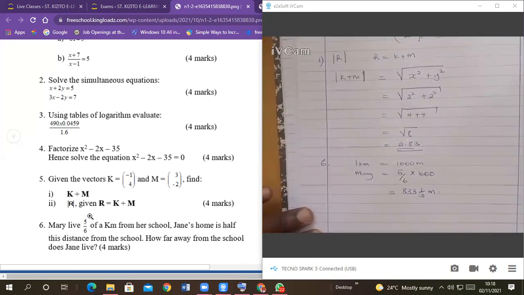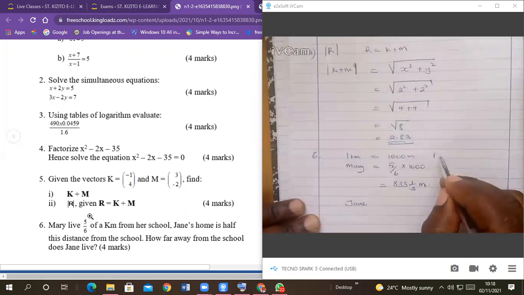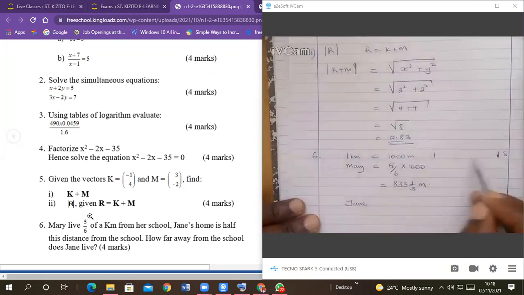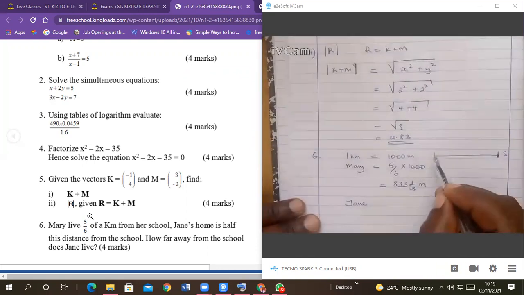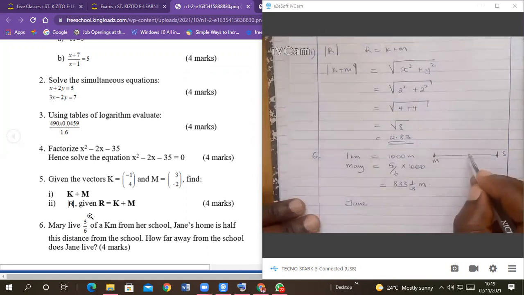Okay, they are saying that Jenny's home is half this distance from the school. Then they're asking how far away from the school does Jenny live? So if you may draw, if this is the school here, and this is where Mary is, Jenny is just here, halfway.